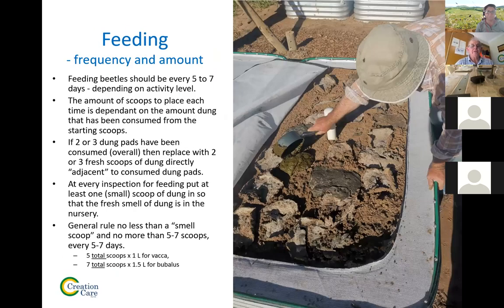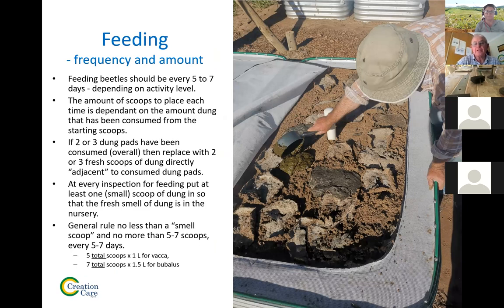Now, on to the question of how often to feed. It's pretty simple to remember. Just remember 5 to 7, 5 to 7, and we'll explain that in a bit more detail. Feeding should be done every 5 to 7 days, depending upon level of activity. Now, you'll find, I suspect, when you get the beetles from me, it's colder there than it is here. I don't think they're going to be using their dung in 5 days. I think you'll find it'll be 7 days, or maybe a bit more.